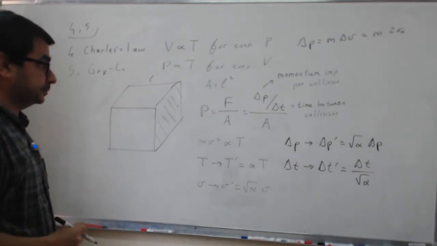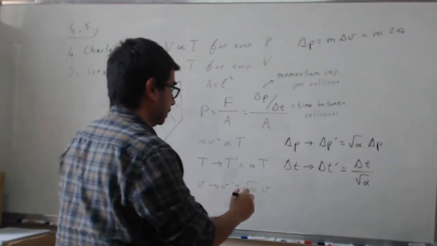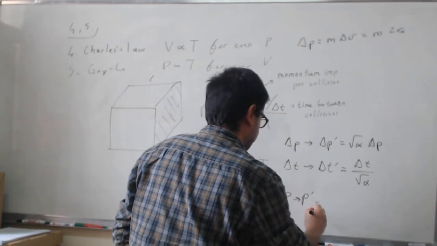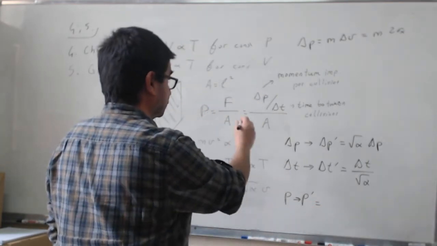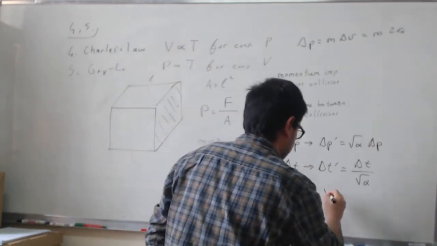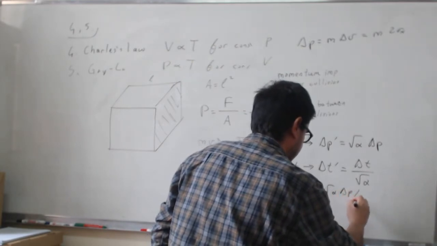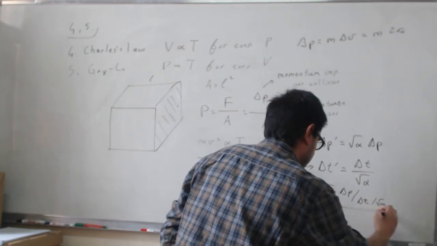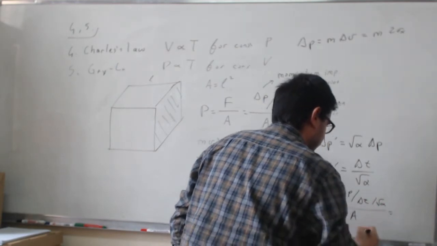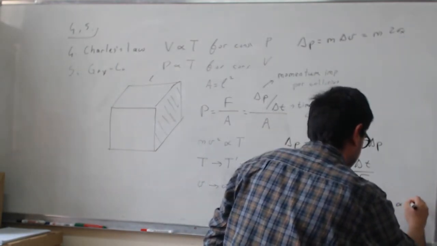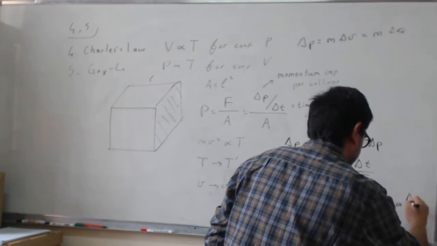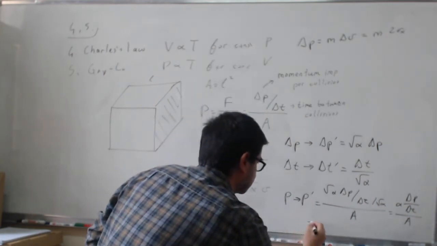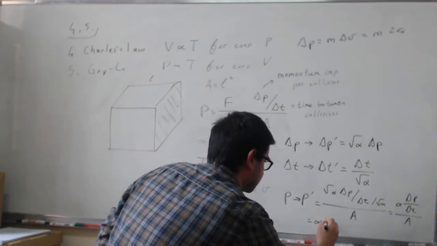Now if you put everything in, the pressure is going to change to some P prime, and that's going to be equal to, so the numerator doesn't change, square root of alpha delta P divided by delta T by square root of alpha, divided by A, and that comes to just alpha times delta P by delta T over A, and this is going to be equal to alpha times P.